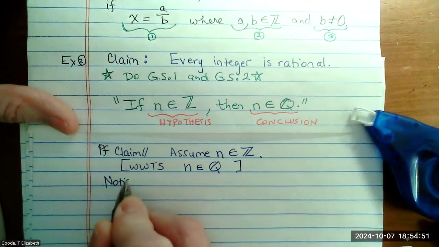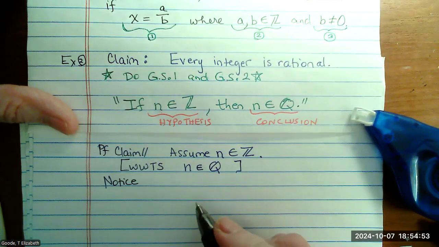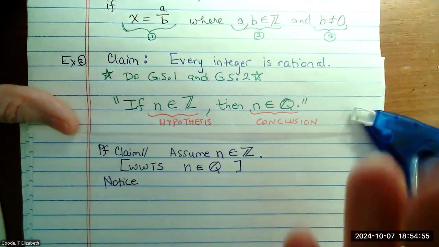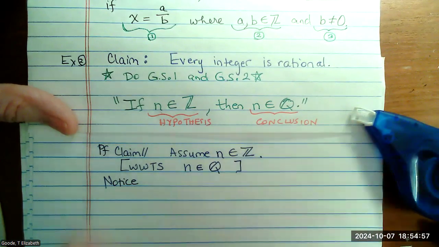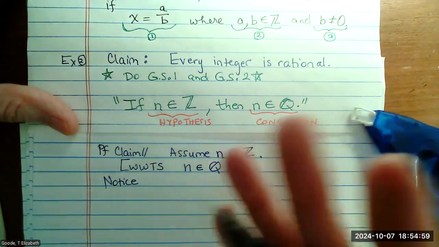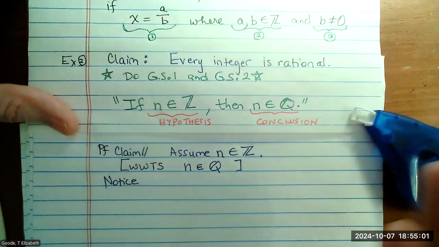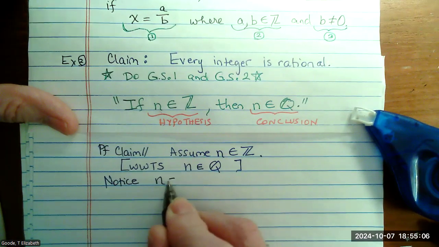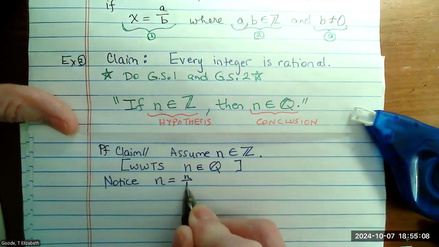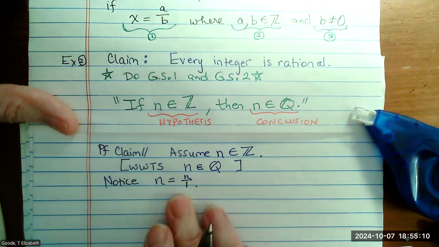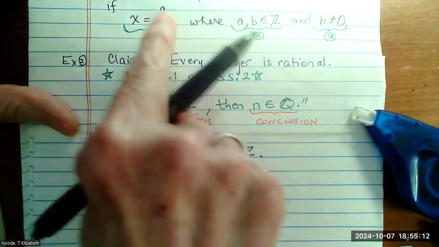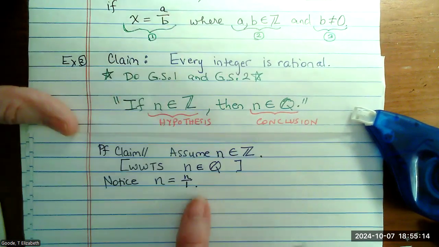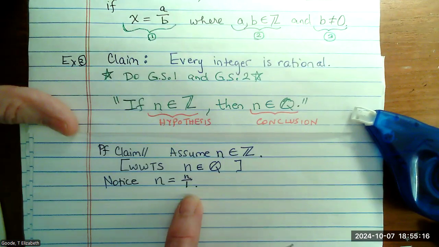And since I don't want to start a sentence with little n, I'm just going to stick a word in front of it like observe or notice, or you could say we see, just something to start a sentence with a capital letter. N is equal to n over 1. Okay, now that's part 1 of the definition. We've got n looking like something over something, n over 1.